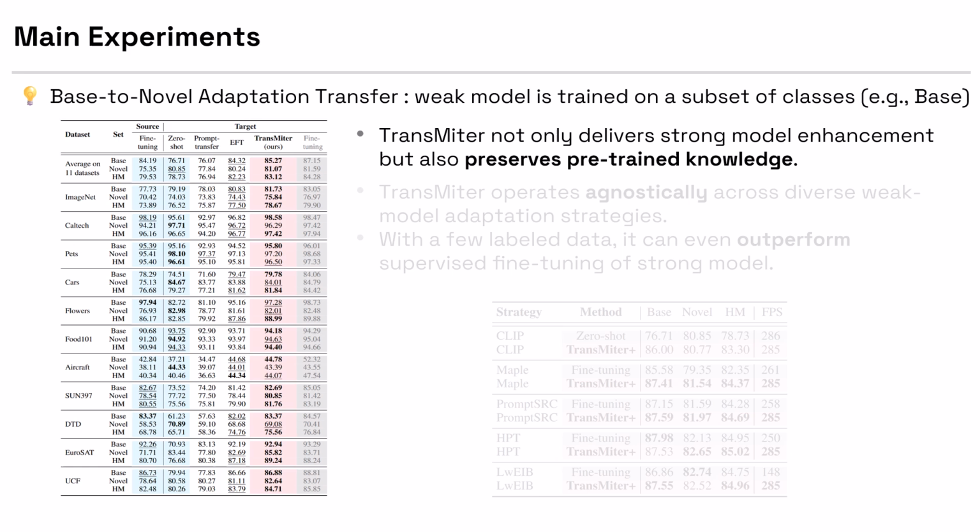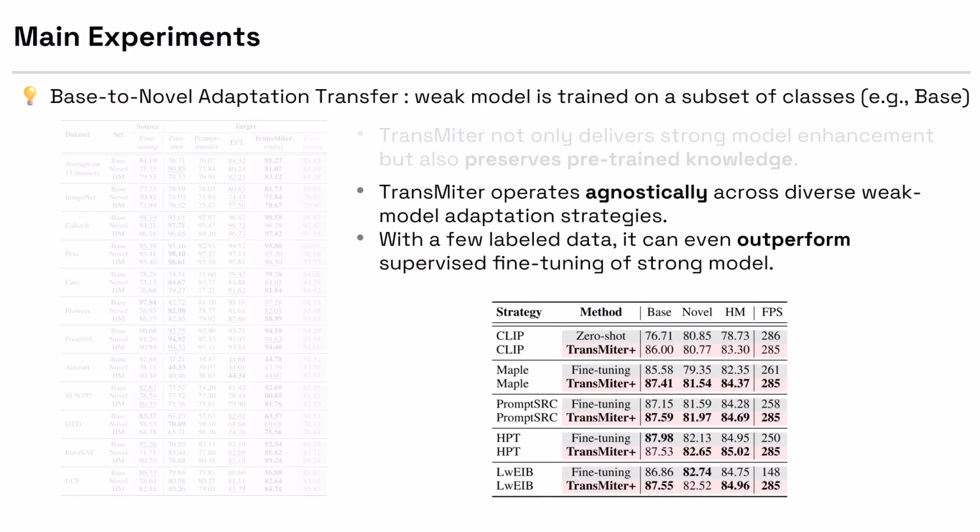We also evaluate TransMiter under a base-to-novel adaptation transfer setting, where the weak model is trained on a subset of task classes, referred to as base classes, and evaluated on novel classes that are unseen during training. Compared to existing baselines, TransMiter is the only method that preserves pre-trained knowledge while achieving strong enhancement. In addition, we show that TransMiter is agnostic to the adaptation strategy used for the weak model and can even outperform a strong model adapted with the same strategy when only a small amount of labeled data is available.